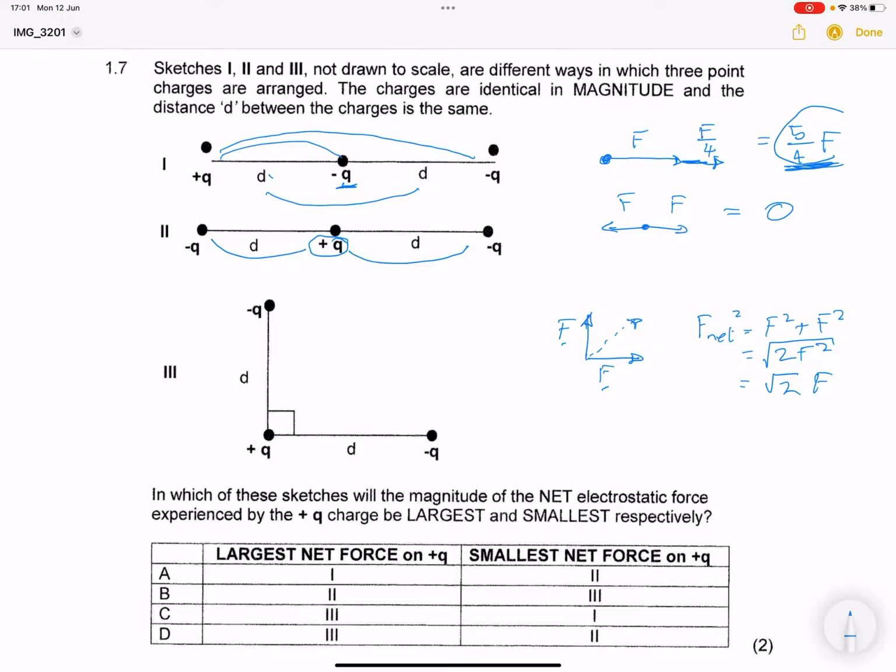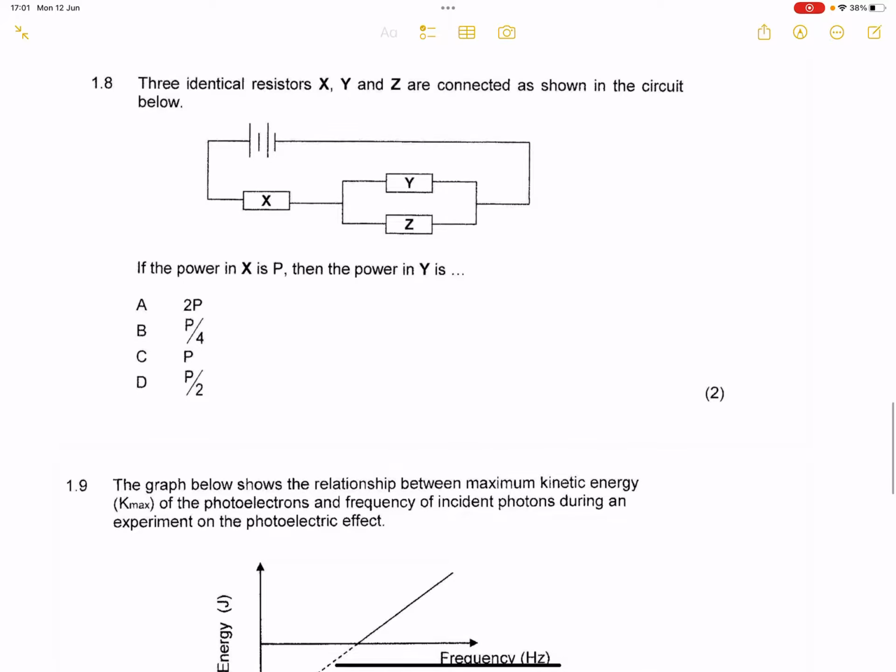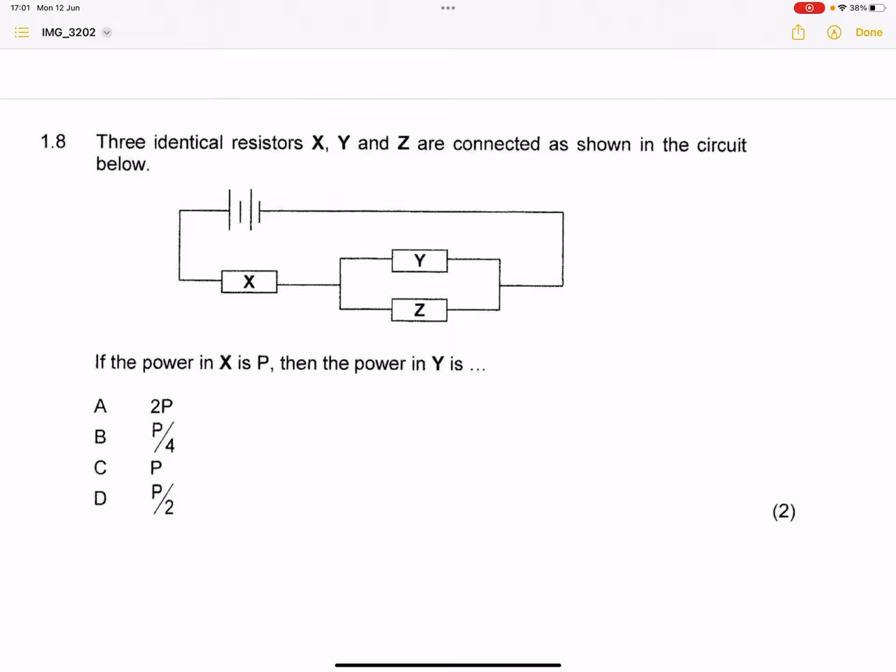So remember, they said they are looking for maximum and minimum. So in this case, the largest is at 1, and the minimum is at 2. So our correct answer will be at A. This is a very interesting multiple choice question, I must add. Right, let's go on to the next question.